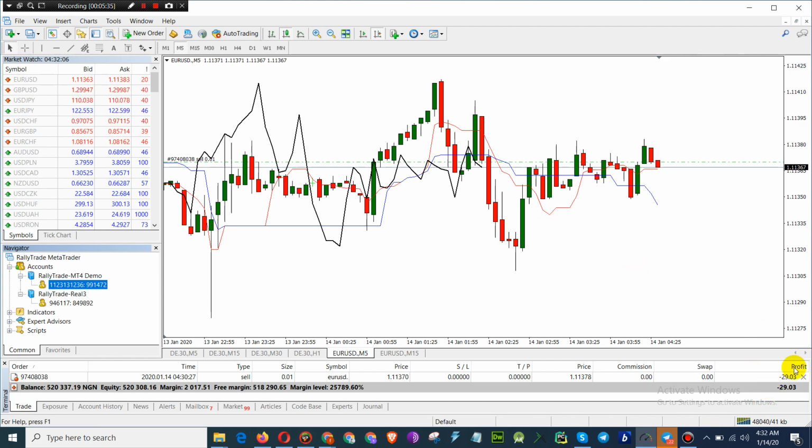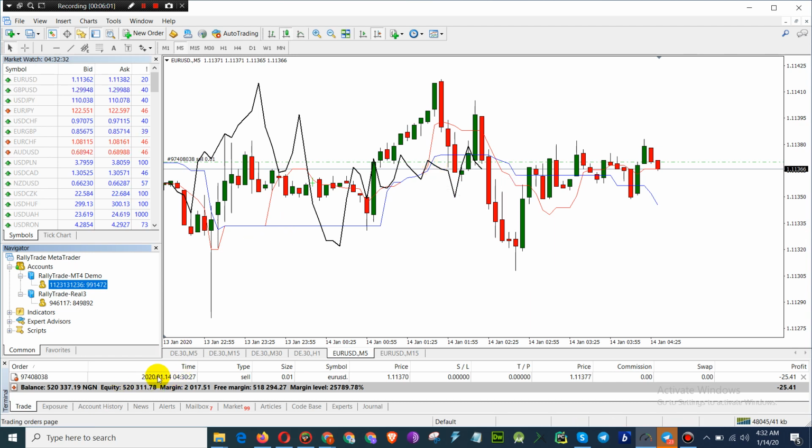You see, I'm telling you, I think this 0.01 pip in this market, Euro USD, is about 30 naira per pip, because it's 29 naira here, so it's like 30 naira per pip. All right, so let me quickly show you how to set stop loss and take profit, because it's very, very important to avoid busting our account.